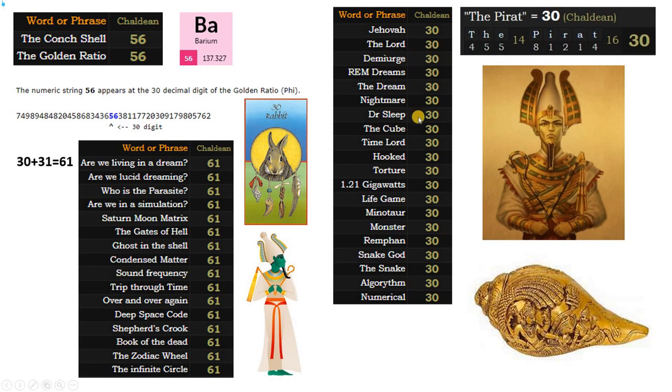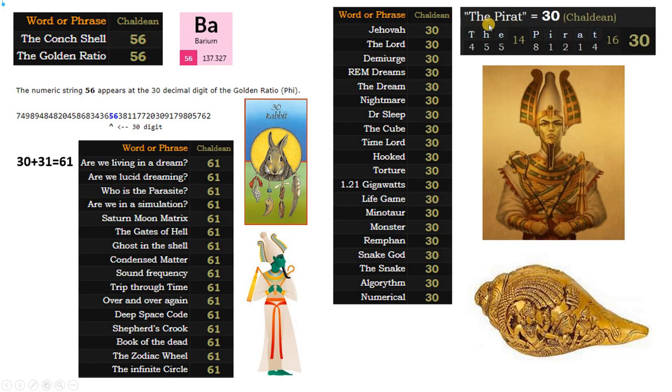And with 30 we also have the pirate. So apparently something has hijacked the base reality. I don't think we are in the base reality. We are in the fake matrix. Everything is pointing out to it.